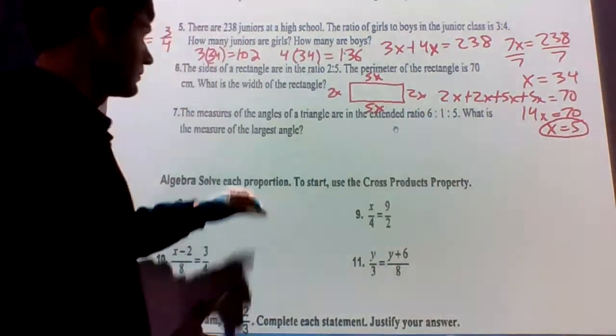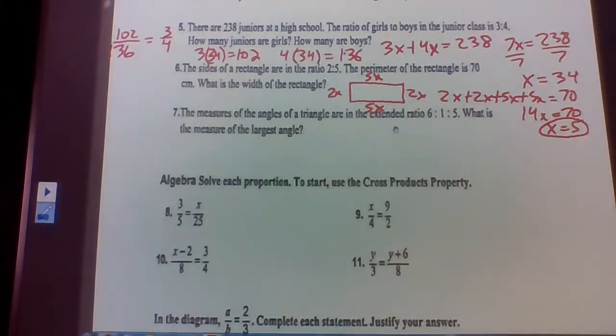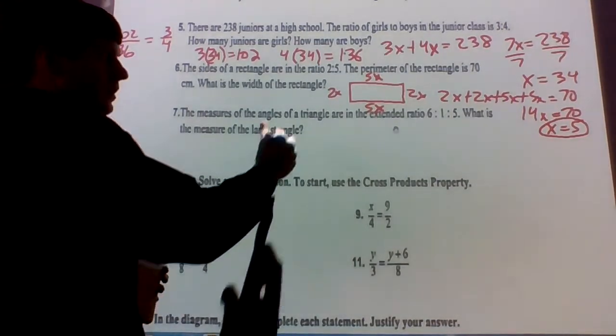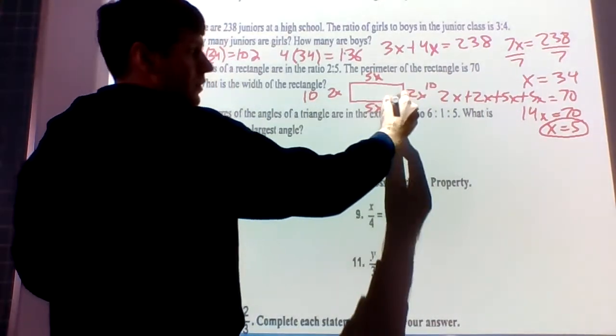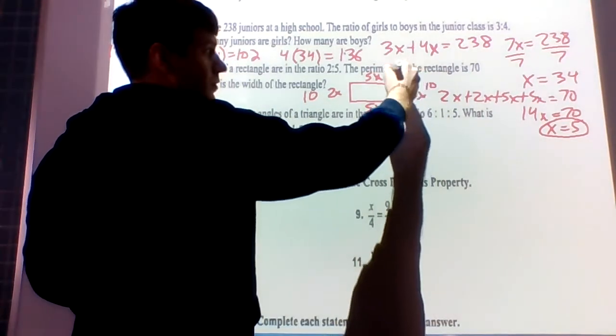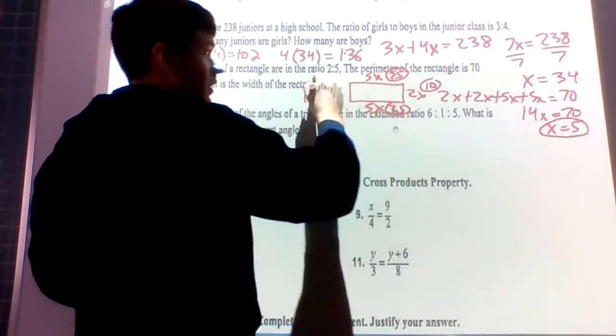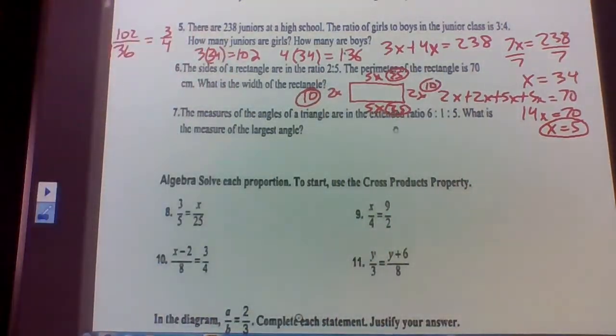Okay, the question's asking for the width. They don't tell you which one's the width, so let's just find the dimensions of this rectangle. 2 times 5 is going to give us 10, and then 5 times 5 is going to give us 25. So we have 10 by 25. I'm not sure which one's the width and which one is the length, but it's going to be 10 or 25.